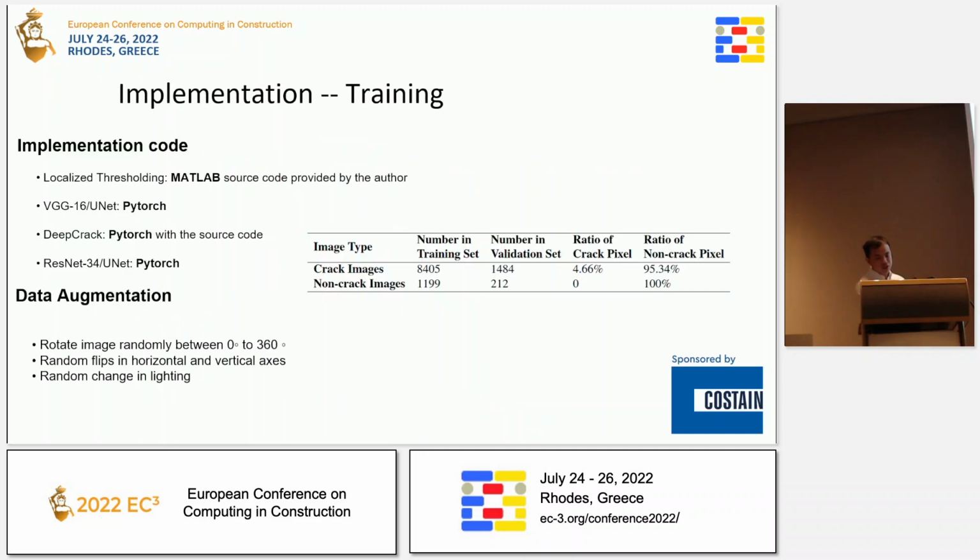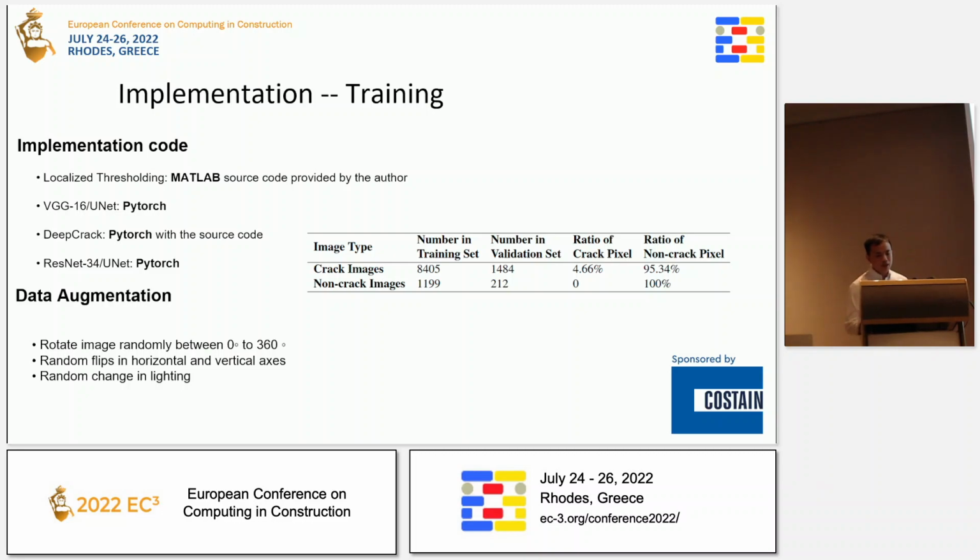In terms of implementation details, when we train, we have four models: the three deep learning models we mentioned, and also a localized thresholding method. The localized thresholding model uses the code provided by the author, which was written in MATLAB. For the three deep learning models, we built them in PyTorch, while the DeepCrack model is provided by the authors. For the 11,000 images, we also do quick data augmentation. This is also a conventional technique we use to avoid overfitting during training.